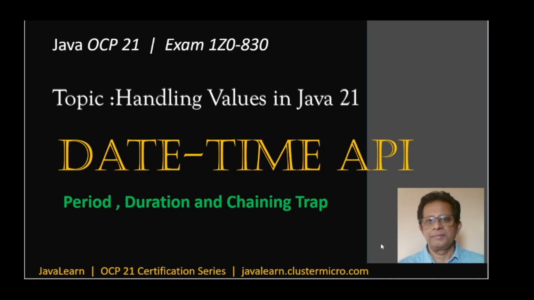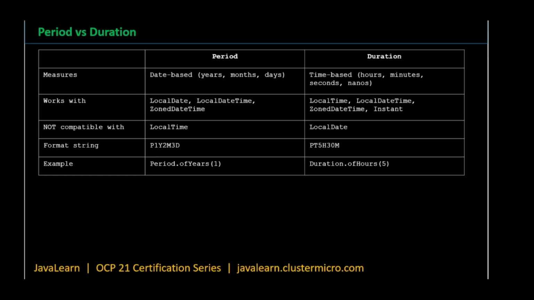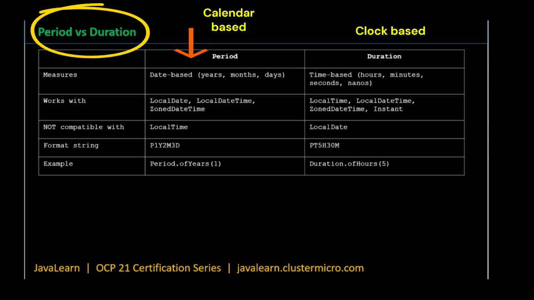So, the Period versus Duration table. Before we look at any code, let me establish the fundamental difference between these two classes, because everything else flows from this one distinction. Period and Duration both represent an amount of time, but they measure completely different things. Period is date based. It measures time in years, months and days. It lives in the world of the calendar.